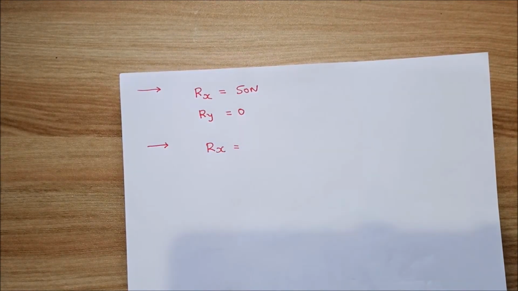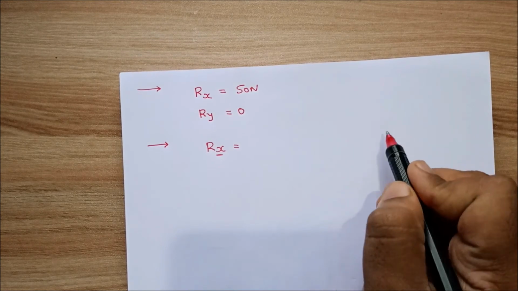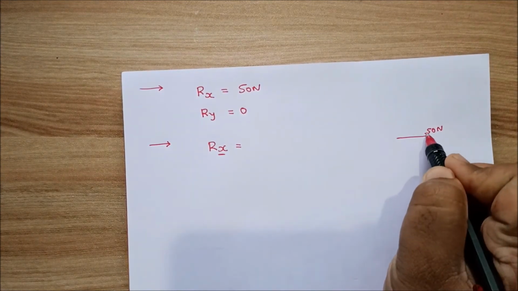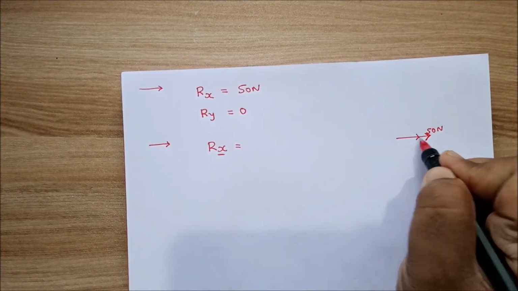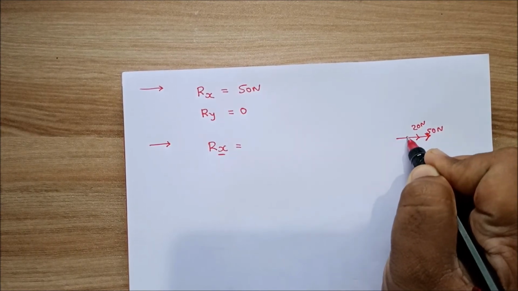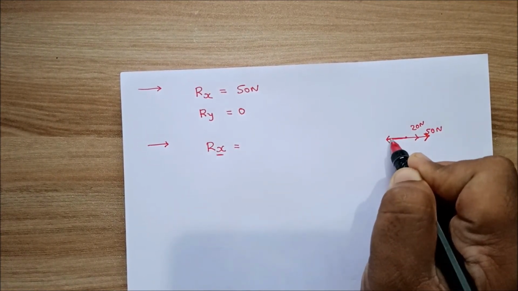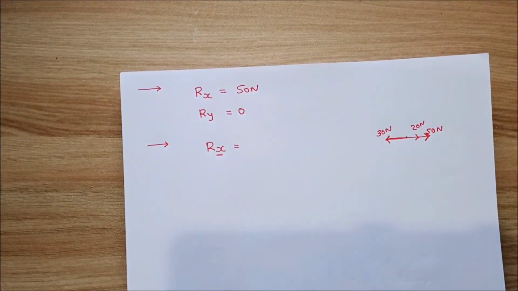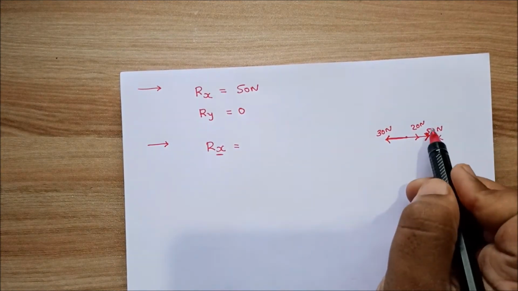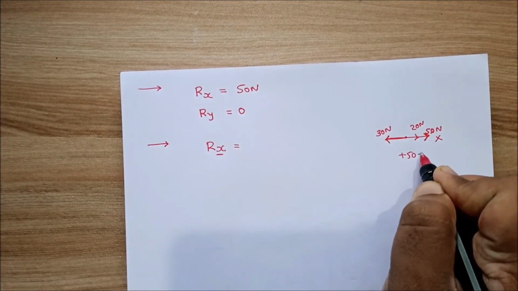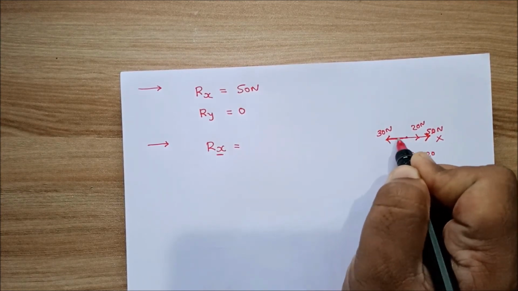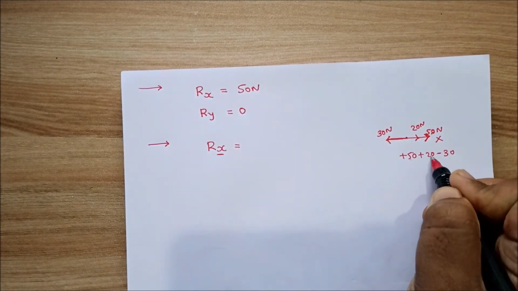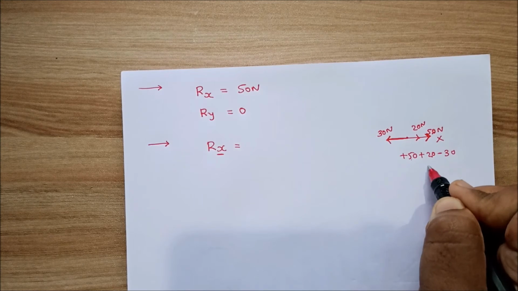What is the meaning of resultant along the x-axis? For example, there are two forces. One force, that is 50 Newton, acting along this direction. Another one, for example, 20 Newton. And there is one more force, for example, 30 Newton. So how do we find the resultant along the x-axis? That is plus 50 plus 20, and 30 Newton acting along the negative x-axis, so minus 30. So the resultant is 50 plus 20, that is 70, minus 30, so 40 Newton.